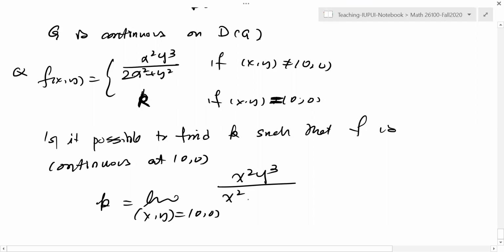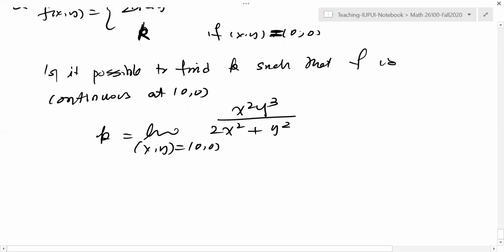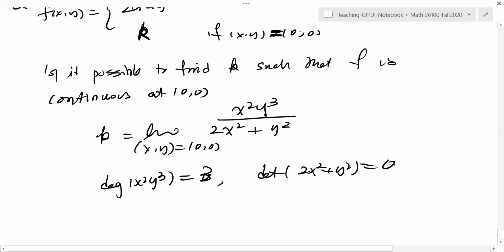I'm going to put a 2 here, make it just a little bit strange, okay? So that's a 2x squared plus y squared. I believe that the limit exists. Not only does it exist, it must be 0. How? Look at that. The degree of x squared y cubed is 3, but the degree of 2x squared plus y squared is 2. So 3 is larger than 2, so the numerator approaches 0 faster than the denominator. So the limit exists. The limit should be 0.